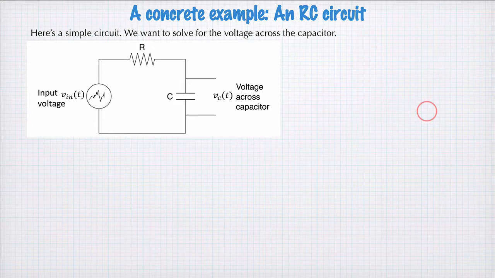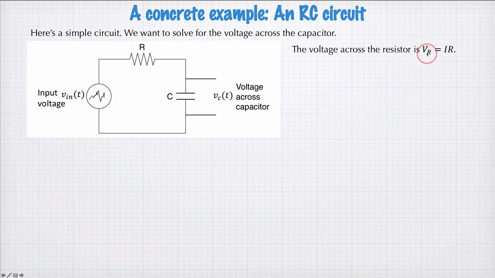The first problem I'd like to consider is a simple circuit. In this case, we have a driving voltage, V in, a resistance, and a capacitor, and we want to know, for a given input voltage, V in of t, some function of time, what's the voltage across the capacitor? Well, let's solve this circuit using the laws that we know for circuits.